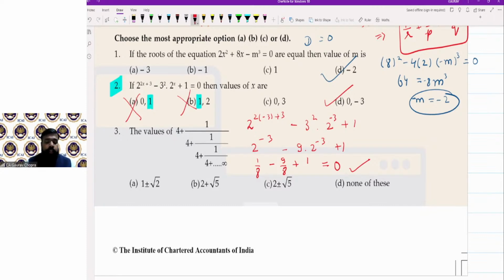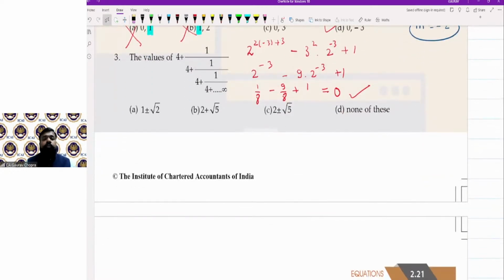Now let's try the third one. Third is a bit different but very easy question. So in this case, the series is going on up to infinity. Up to infinity, right? So how to do this? First of all, let it be y. So y is equal to 4 plus 1 upon 4 plus 1 upon 4 plus 1 upon 4 plus and so on up to infinity.